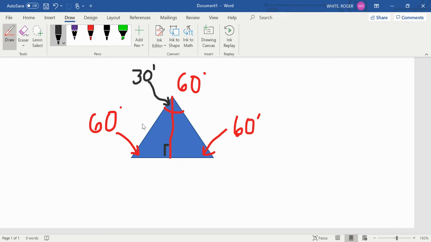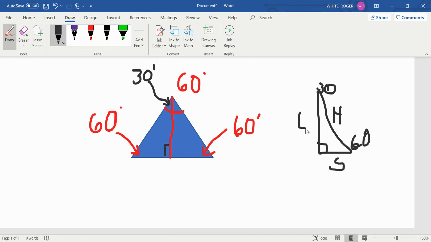So this particular triangle now is called a 30, which is up here, 60, 90. This is called a 30, 60, 90. And there's three parts to a 30, 60, 90. We have a hypotenuse. This is called the short side, and this is called the long side. Now, the short side is opposite the small angle. The long side is opposite the bigger angle. So that's how you know which is which.